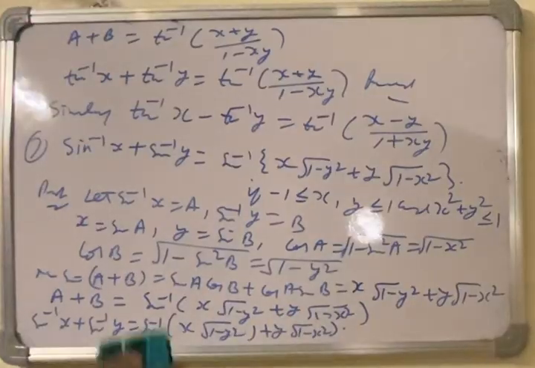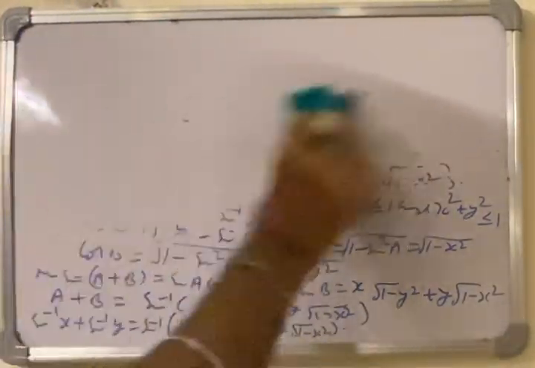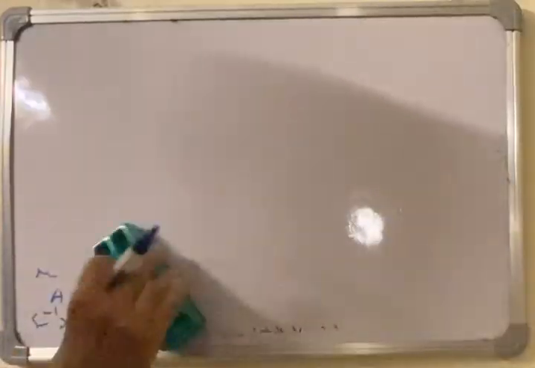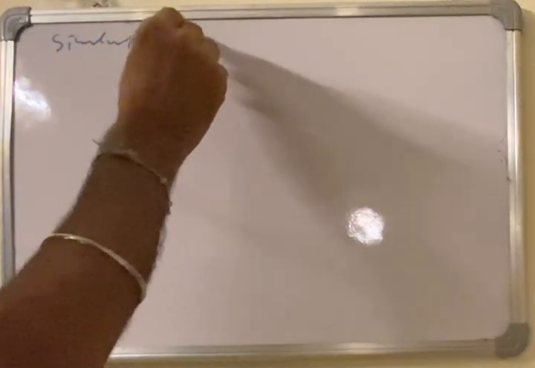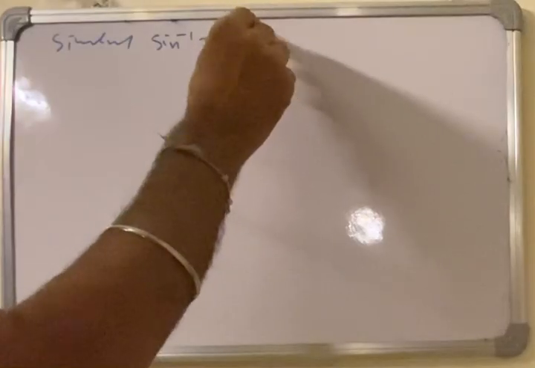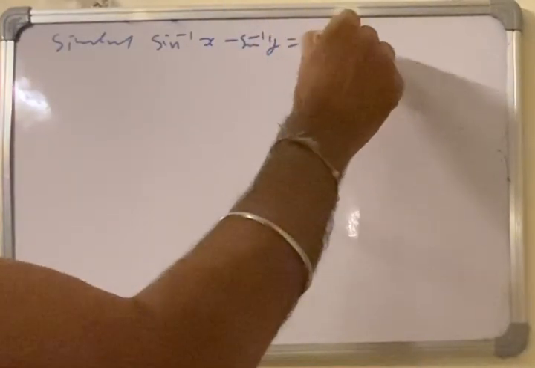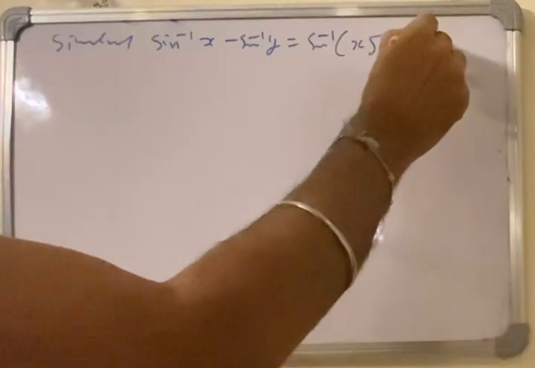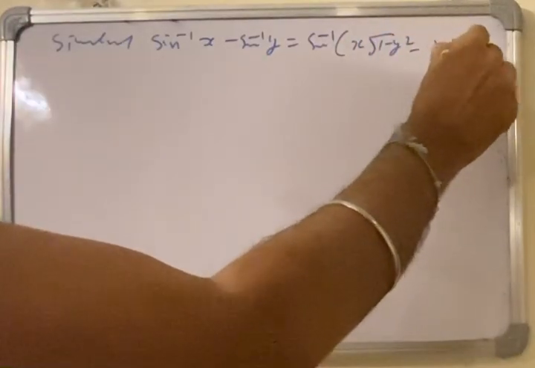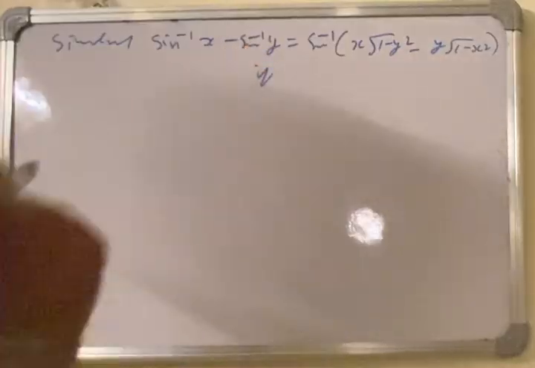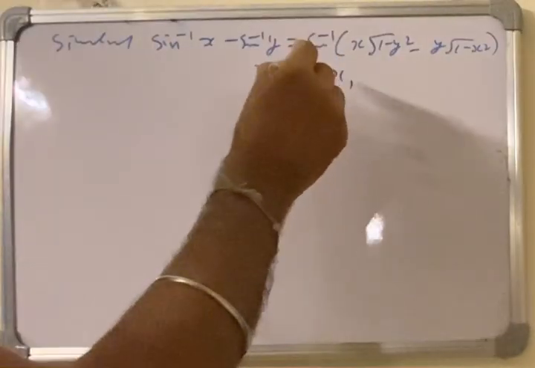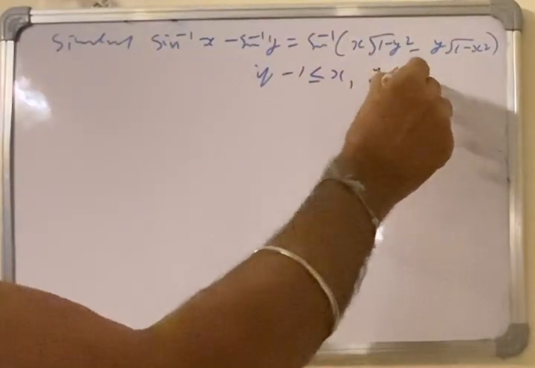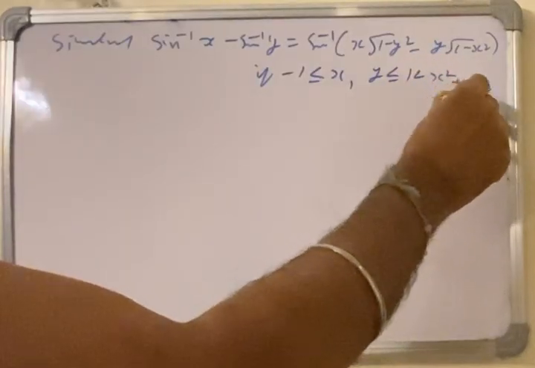Similarly, sine inverse x minus sine inverse y is sine inverse of x into square root of 1 minus y square minus y into square root of 1 minus x square, if minus 1 is less than or equal to x, y is less than or equal to 1, and x square plus y square is less than or equal to 1.